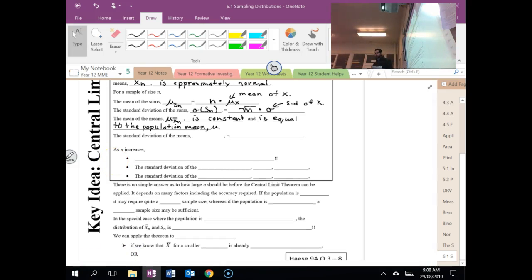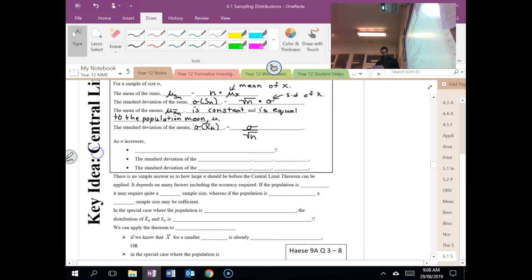Standard deviations of means, we saw from the graph, actually goes down, which means that sigma of x bar of n is sigma over the square root of n. So in this case, for the means, we divide by the square root of n. For the sums, we multiply by the square root of n. And as n increases, we've already seen that the approximation to normality improves, gets better. It's going to be more normal the larger the sample size.